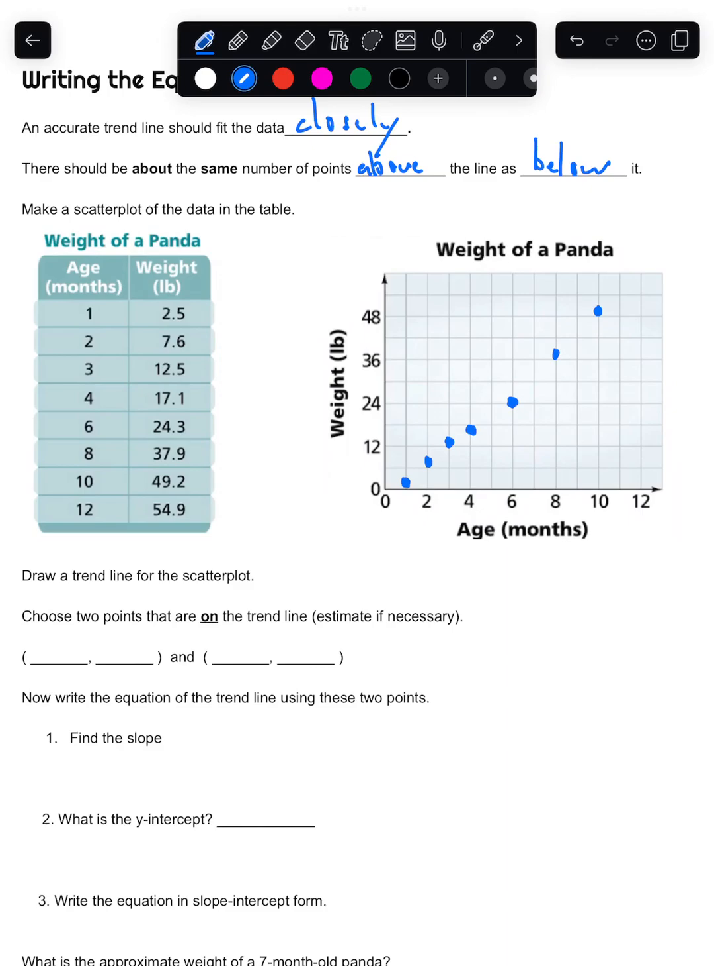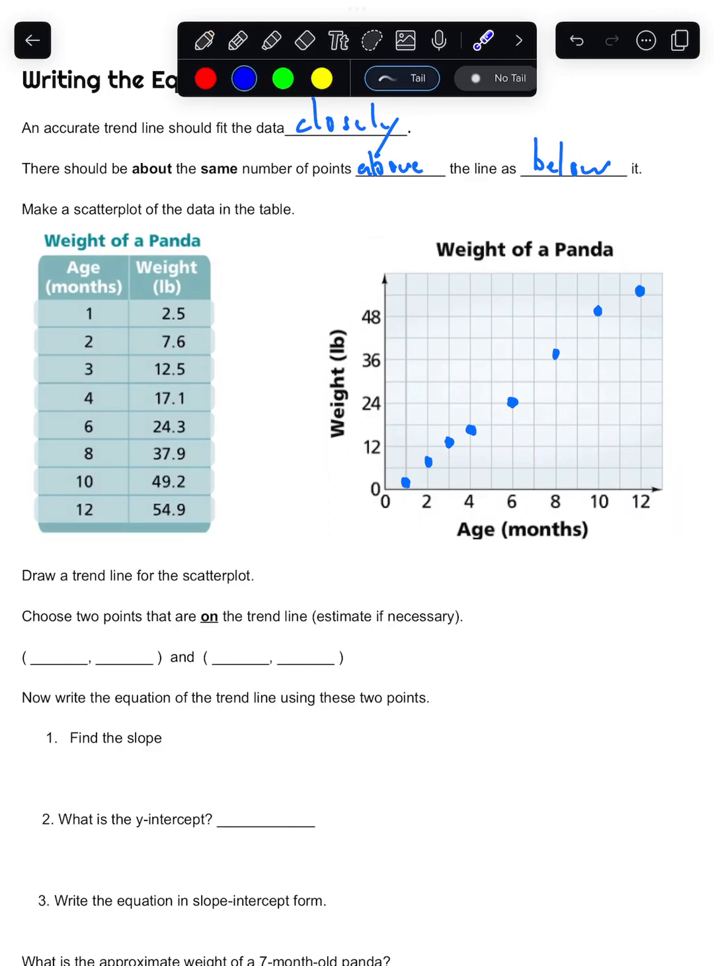And over to 12 and up to 54.9. So let's see, if I'm adding 6 every time, that means this is 54 right there. So I'm going to go up just a bit above it. All right, on 12 there, let's see, so right in there. Okay, so we've made the scatter plot.